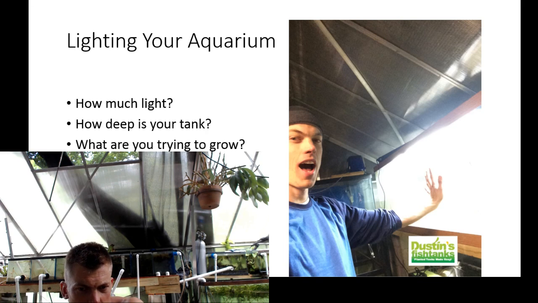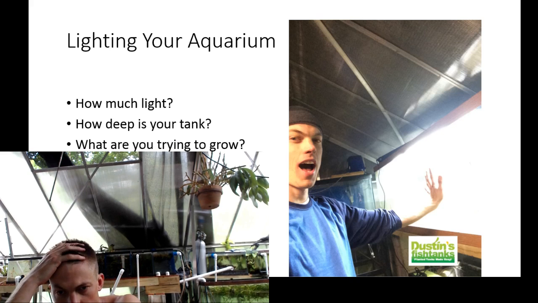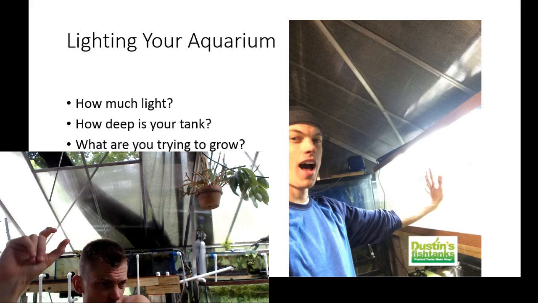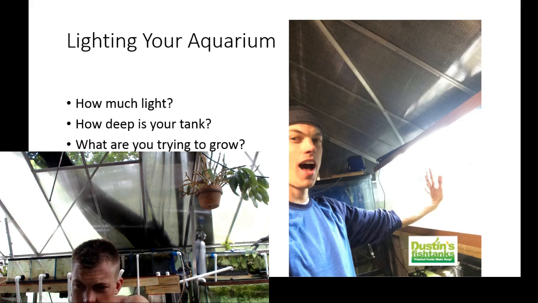How deep is your tank? There's something called the inverse square law, which I don't want to break into too much, but basically it's like building blocks, and for every unit you go away from the light, you exponentially lose light. What are you trying to grow? Because you may not need a ton of light, okay? You can't see this because of the way it's set up, but whatever.